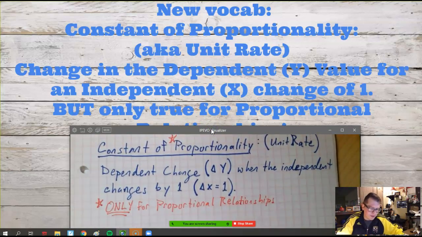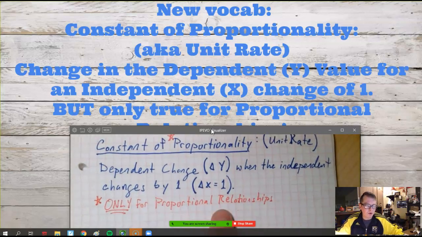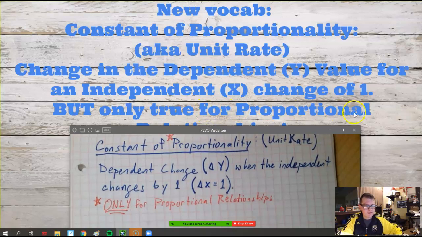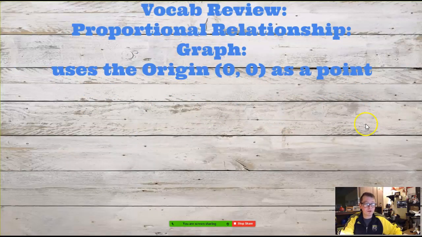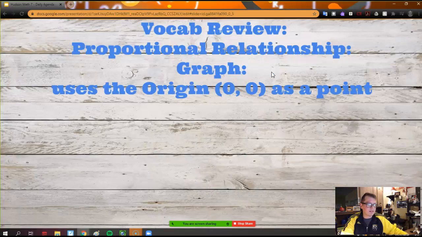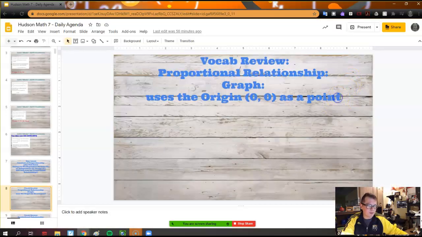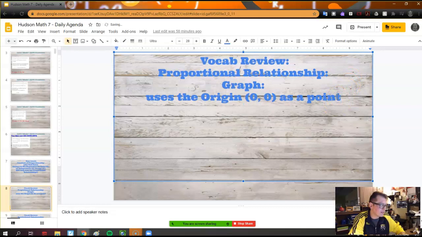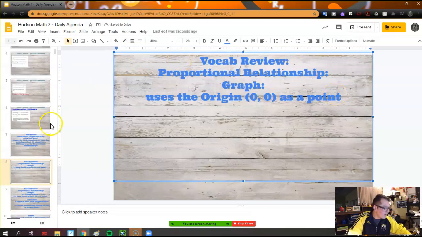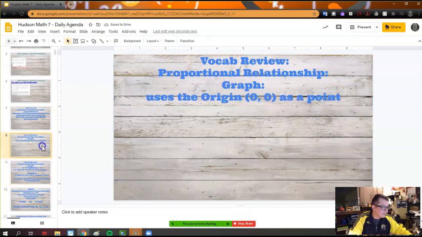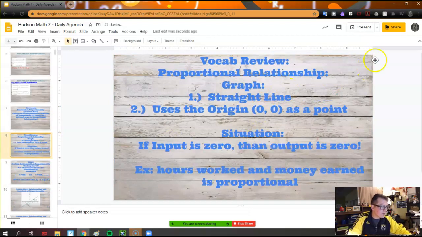Now we need to review then. Well, what's a proportional relationship? Anyone remember one of those things that indicates a proportional relationship? A proportional relationship uses 0, 0 as a point. Sorry, I forgot to put the second thing here. Must have been working too fast. And, oh no, I copied it. Sorry. So here we go.